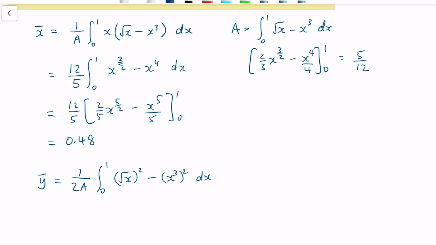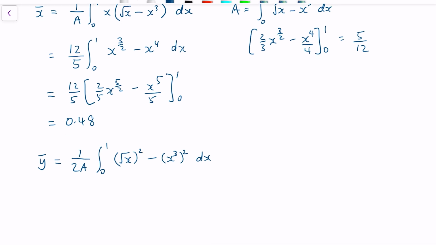Now, I wasn't to know that, honestly. I tried it as the difference between two functions and just got a wrong answer, and then tried it this way, and it worked. And sometimes when you get an unfamiliar integral, you just have to reflect on your answer and then try a different way.